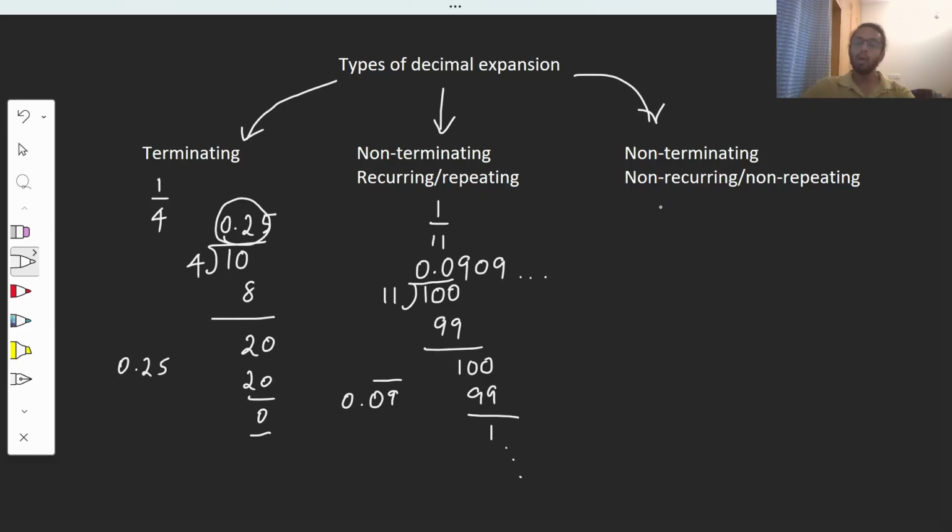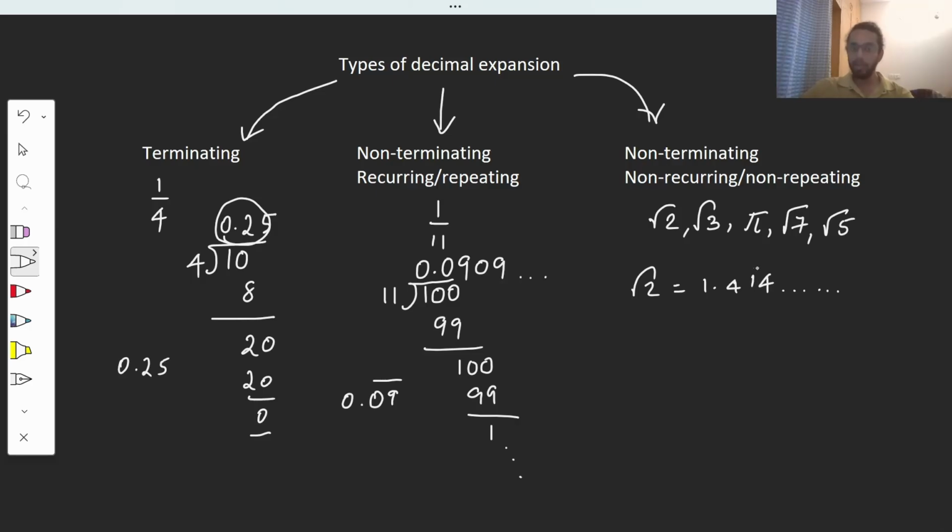Then what kind of numbers do give non-terminating non-recurring? Mostly root numbers, root 2, root 3, pi, and root 7, root 5. So these numbers, when we use the calculator to find the values of these numbers, then we get 1.414, and then the pattern in which the decimal continues will be in such a way that we cannot find a block of digits that will get repeated. So this we call as non-terminating non-recurring or non-repeating decimal expansion.